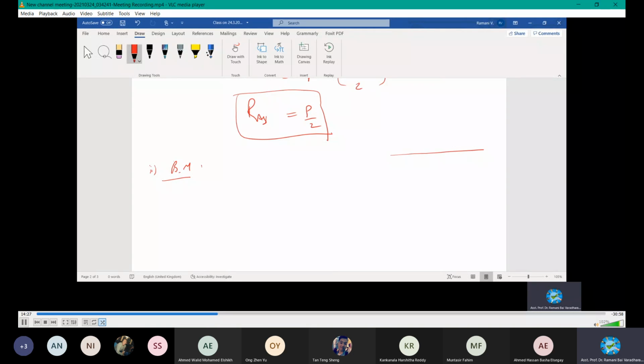Let me draw the diagram again. You have the reactions already, P by 2 at A and P by 2 at B, and you have the load P, and these distances of L by 2 are already given to you. Now let's find the moment. We have to find the moment diagram, so start from this side. You can solve for the bending moment diagram. We have to go from here.